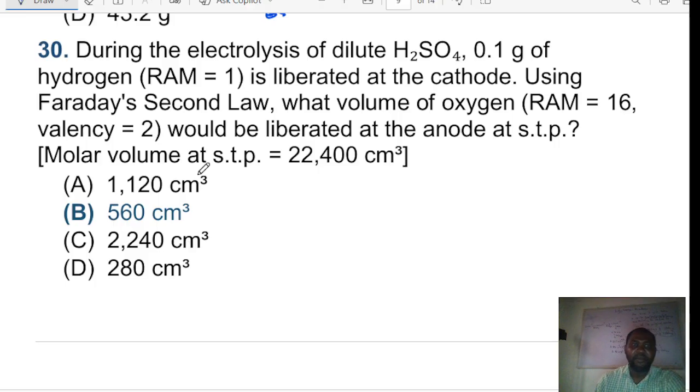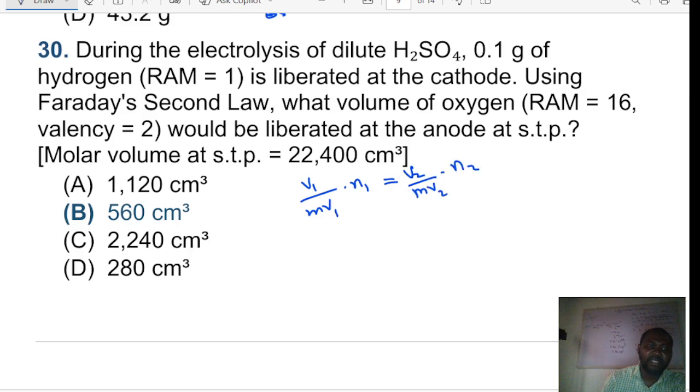It says during the electrolysis of dilute H2SO4, 0.1 grams of hydrogen, and this is the atomic mass, is liberated at the cathode. Using Faraday's second law, what volume of oxygen, and the valency is this, would be liberated at the anode? In this case, it's still the same thing that we have been doing, but the difference here is that instead of using mass over molar mass, we'll say volume over molar volume times N1 is equal to this other one, volume over molar volume, then times N2.